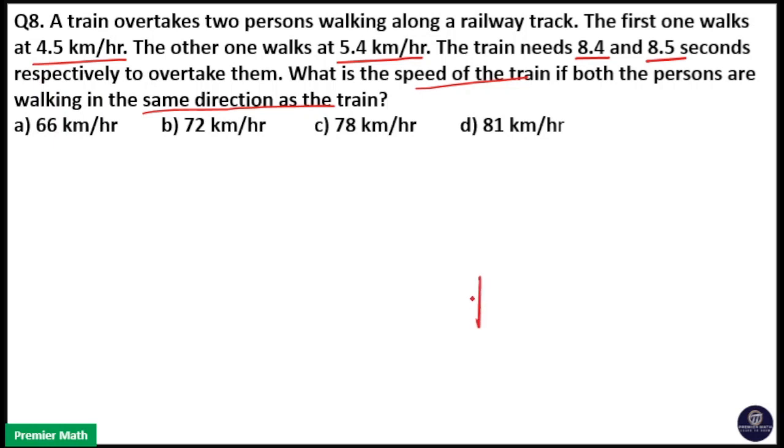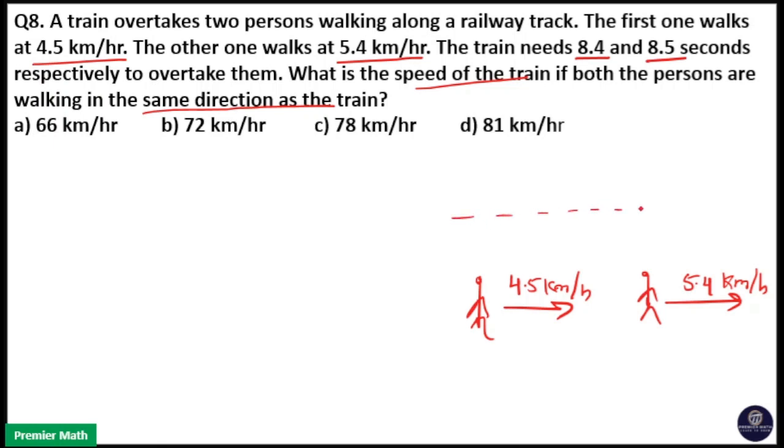Here, two persons are walking in the same direction with speeds of 4.5 km per hour and 5.4 km per hour. And a train is overtaking both of these persons. We need to find out the speed of this train. Here this train overtakes the first person in 8.4 seconds and the second person in 8.5 seconds. Here I will take the speed of the train as s, so we need to find out the speed here.